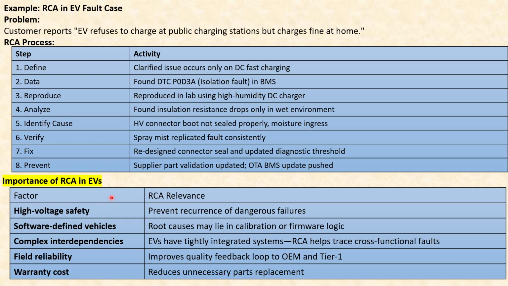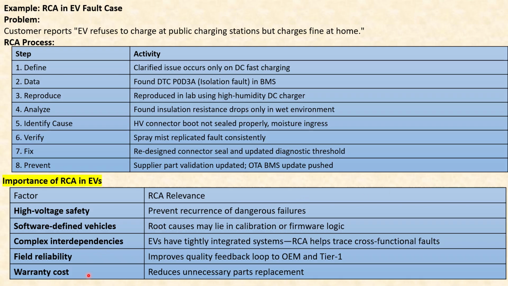Now, when it comes to the importance of RCA in EVs: high voltage safety. Root cause analysis prevents recurrence of dangerous failures, especially in electric vehicles where there are plenty of dangerous aspects. This can be very relevant and very important. Next, with software defined vehicles, root causes may lie in calibration or firmware logic. When it comes to complex interdependencies, EVs have tightly integrated systems and RCA helps trace cross-functional faults. Okay, this is just a basic example, but in real life, sometimes the problems can be far more complicated, where there is interdependency of various domains or verticals to identify a root cause.